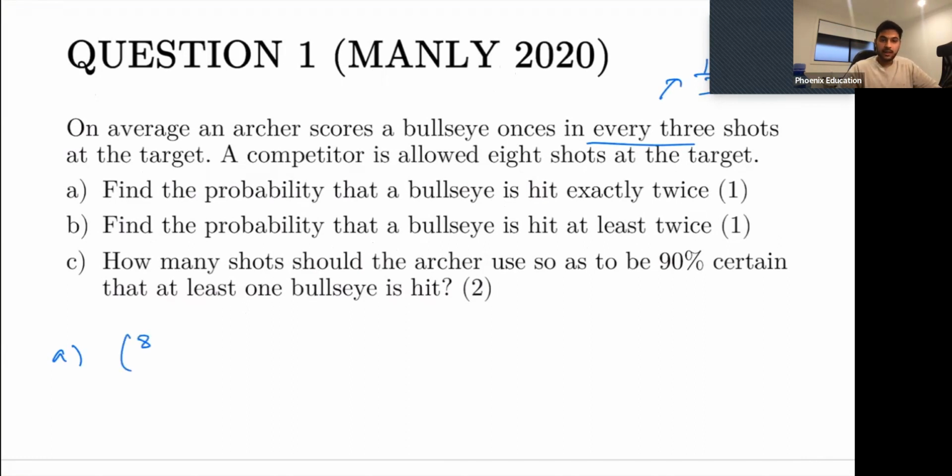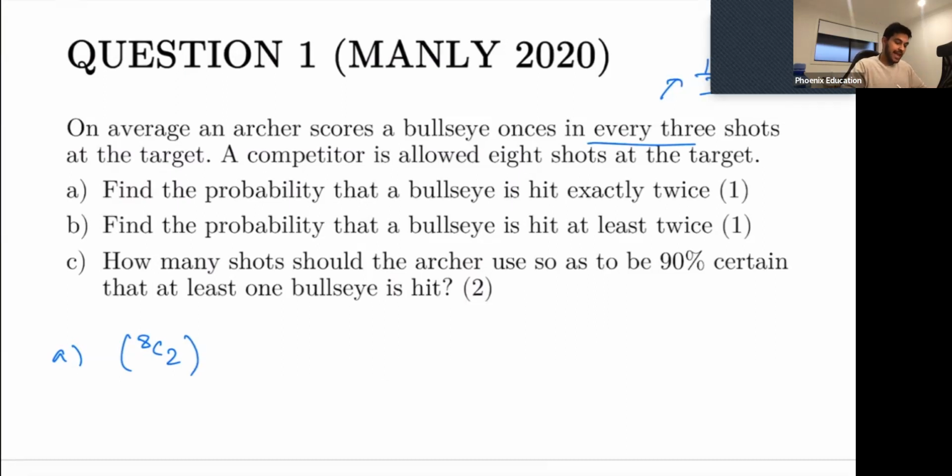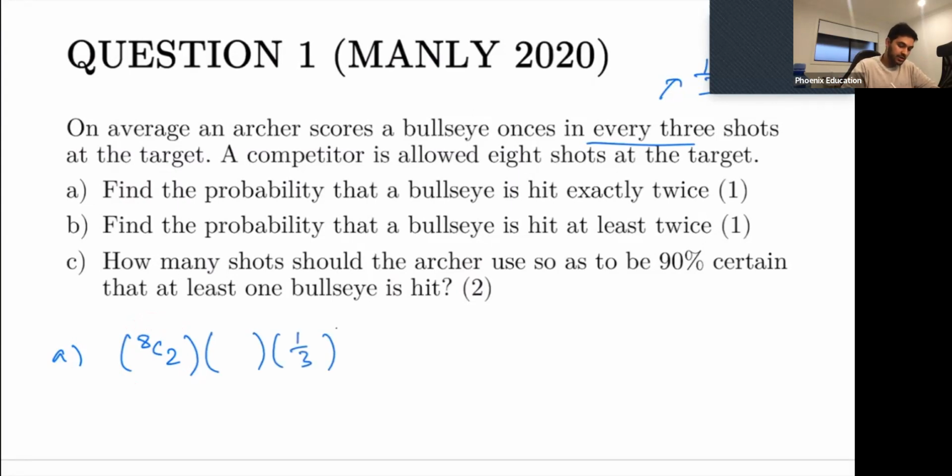So he's shooting 8 times, he's allowed to have 8 shots. And we want 2 of them to be a bullseye. So it could be any of those 2 of the 8. So it could be the first and the second, could be the third and the last. There's 8C2 ways of getting those 2 shots. Now the probability that he gets 2 shots is 1 on 3 squared, okay? But if he gets 2, that means he needs to miss the other 6. So the probability of missing the other 6 is 2 on 3 to the power of 6, okay?